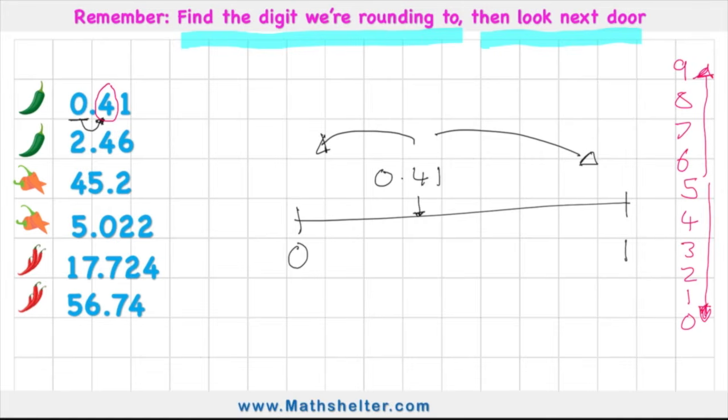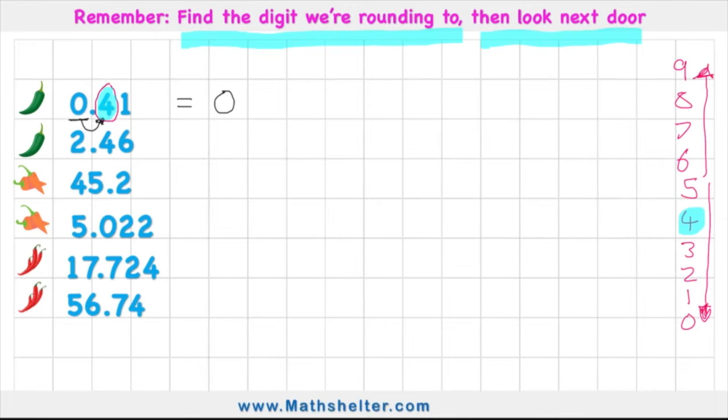So because in this case I have a 4, I can see 4 down here on my line suggests that I'm going to be rounding down, which means that the 4 is closer to 0 than it would have been to 1. Therefore, when I'm rounding this, I'm going to keep my 0 as it is, and my whole number is just 0. Now let's look at this second example, and I have 2.46.